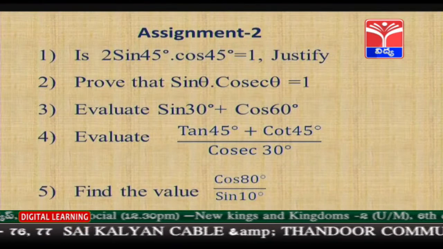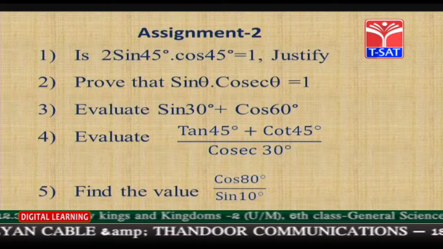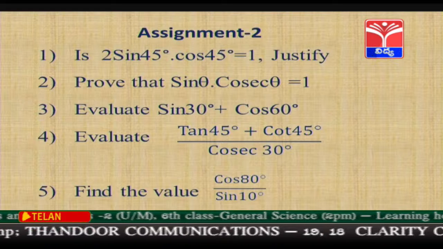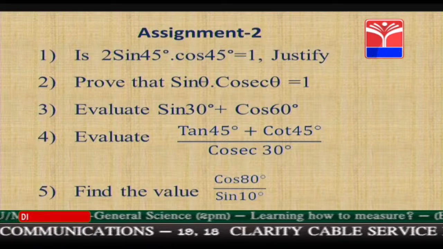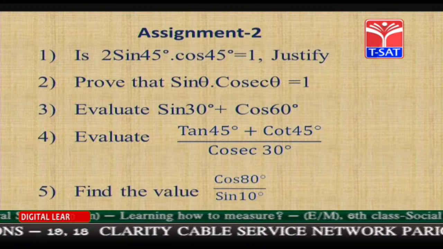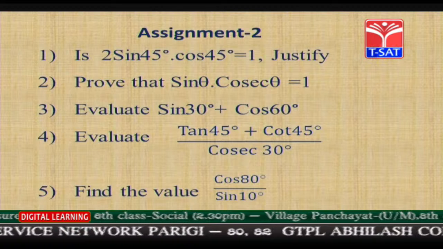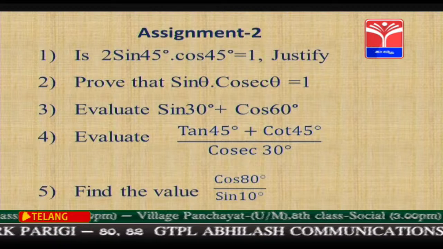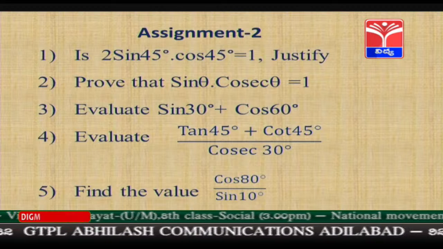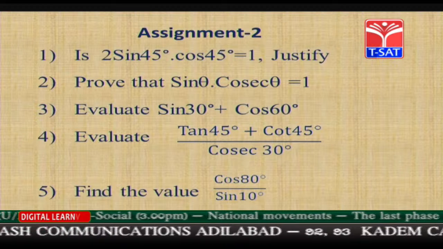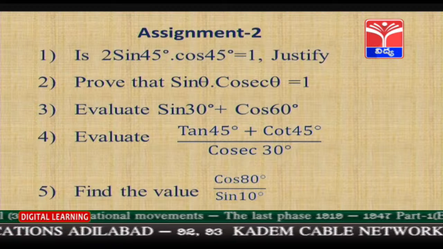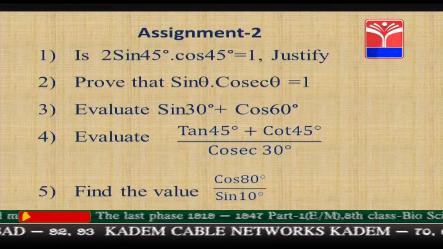Question number 1: is 2 sin 45 degrees into cos 45 degrees equal to 1? Justify. Prove that sin theta into cosec theta is equal to 1. Evaluate sin 30 degrees plus cos 60 degrees. Evaluate tan 45 degrees plus cot 45 degrees by cosec 30 degrees. Find the value of cos 80 degrees by sin 10 degrees.